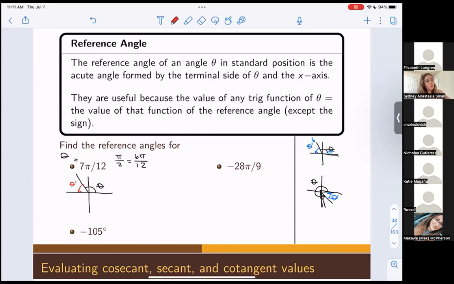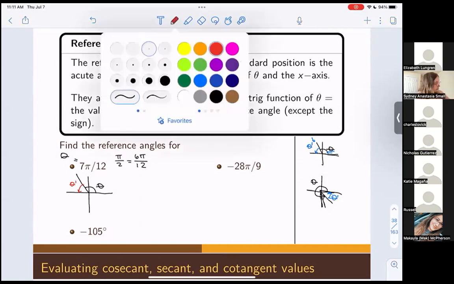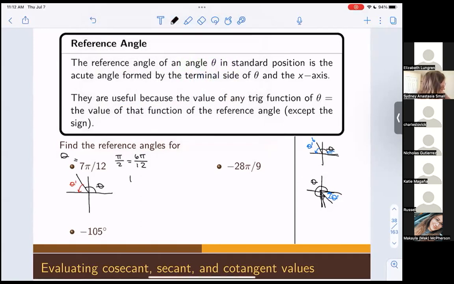Their sum will be 180 degrees, or in other words, their sum will be pi radians, because if you remember this conversion factor from the first day of class, that is how we do that conversion.